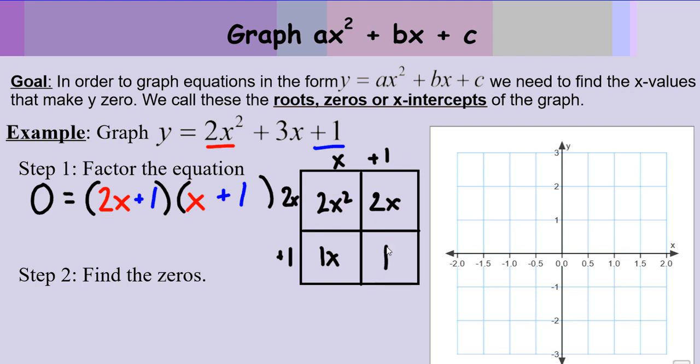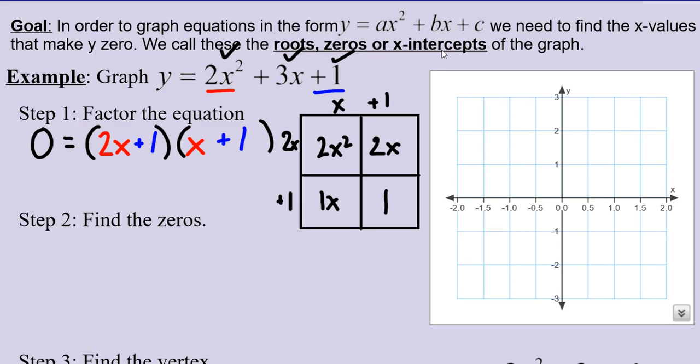1 times 1 makes 1. So the factoring checks out: 2x squared, 3x, and 1. The reason that we factor is now I can find the x-intercepts, the zeros, or the roots. These are just 3 different names for the same thing.